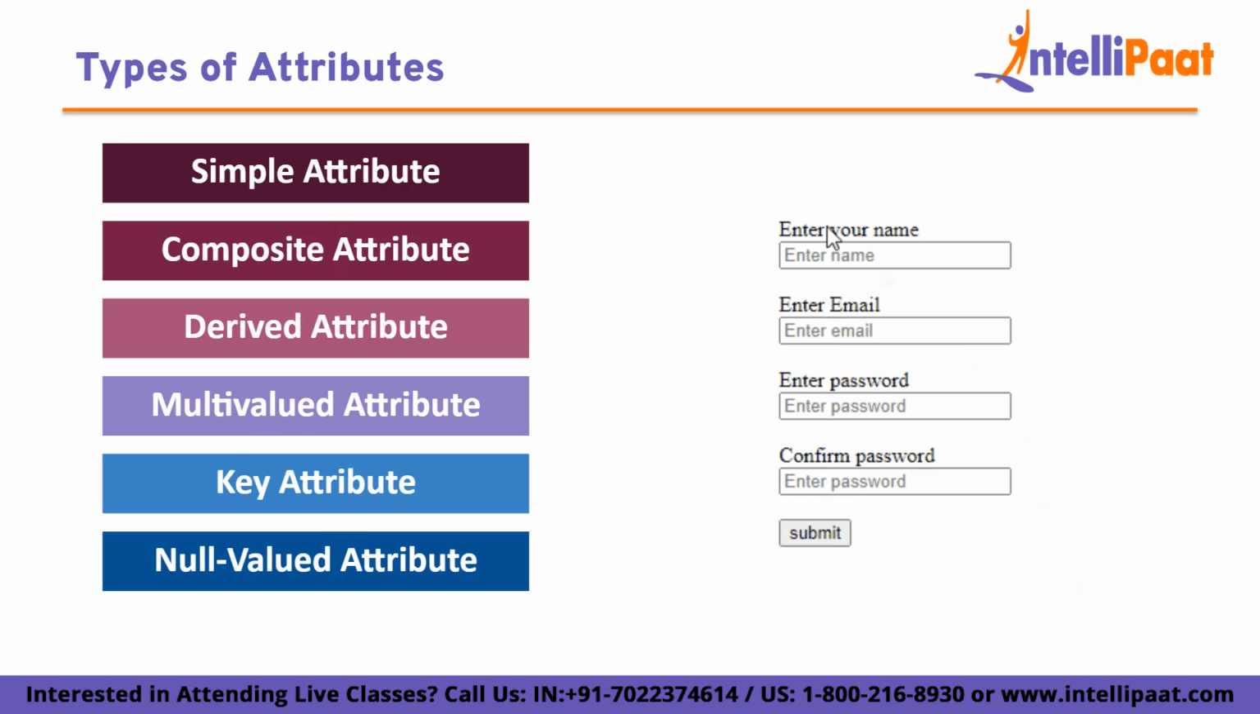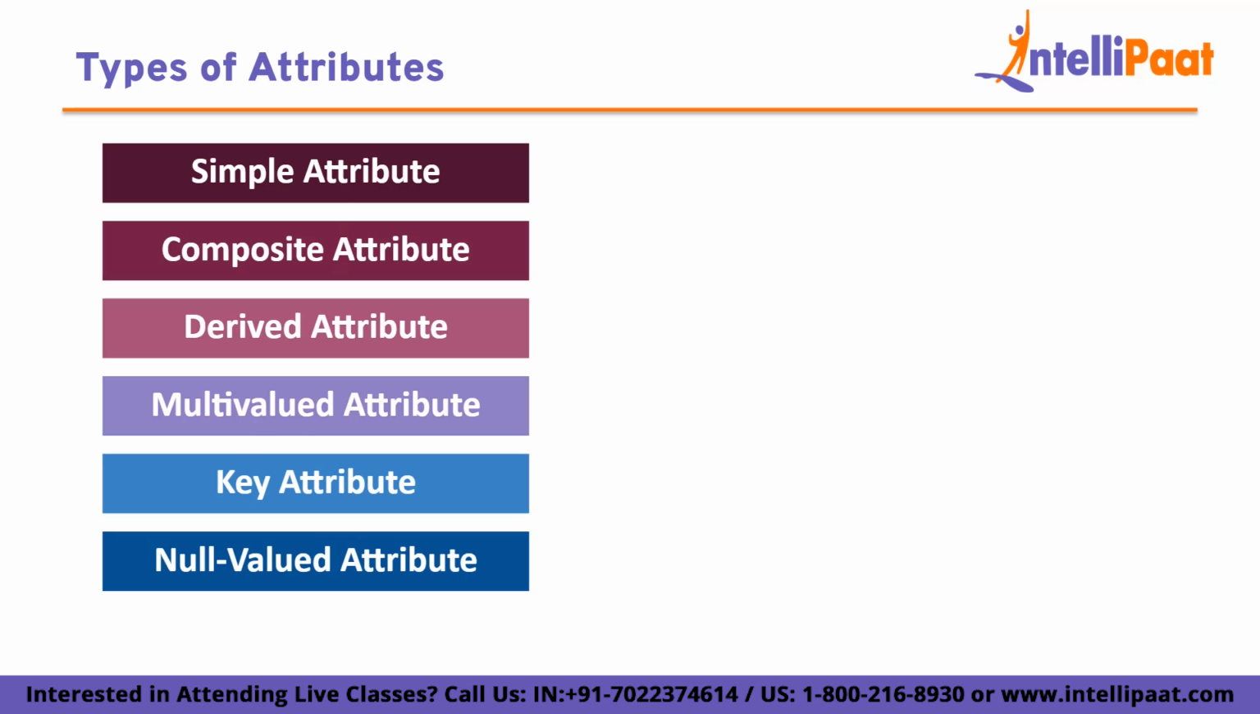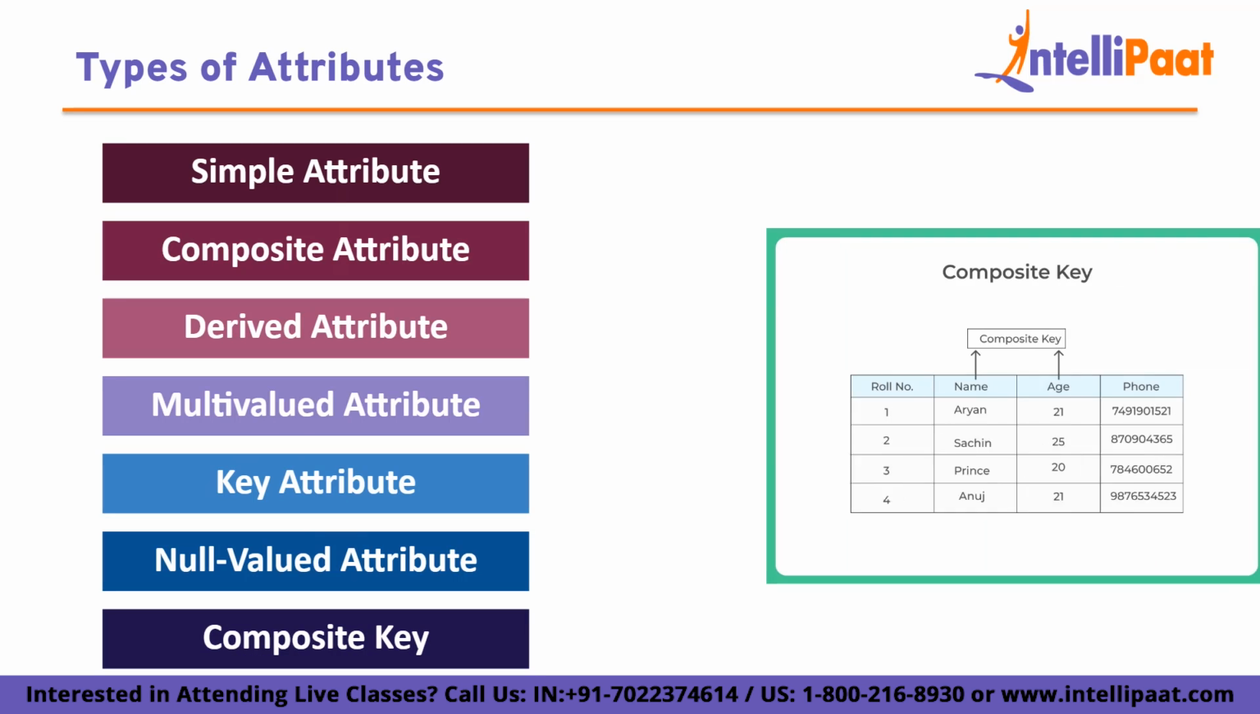A null-valued attribute is an attribute that does not have a value or is unknown or not applicable for a particular entity instance. It represents missing or undefined data. It is denoted by a special value called null in the database. Now moving on to the last type of attribute, that is composite key.